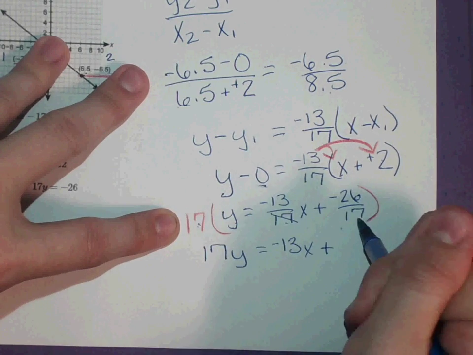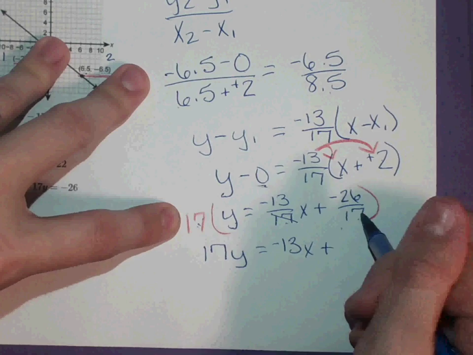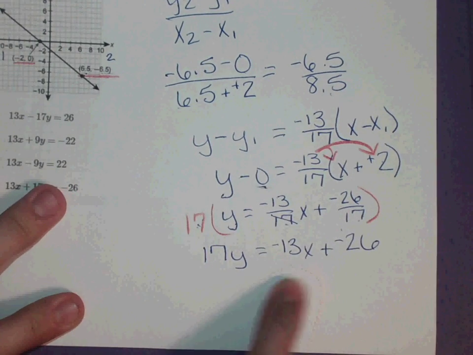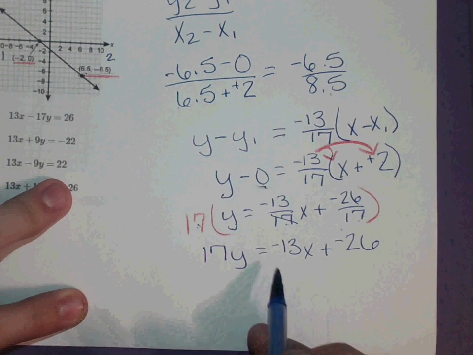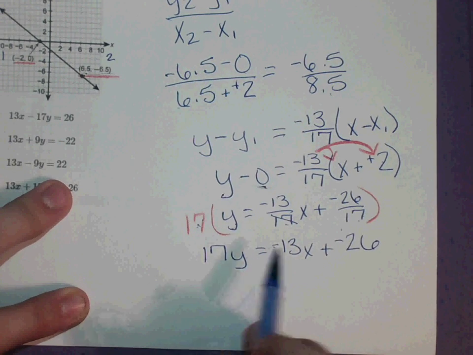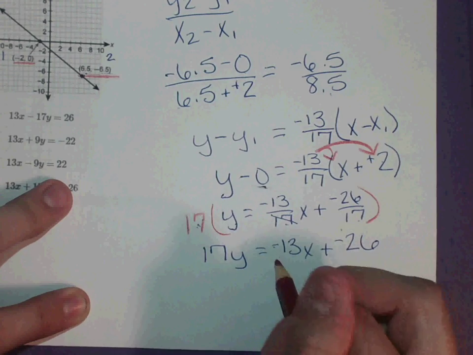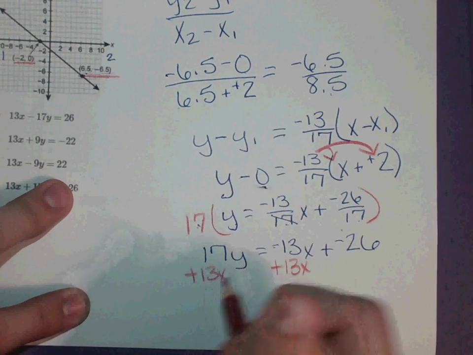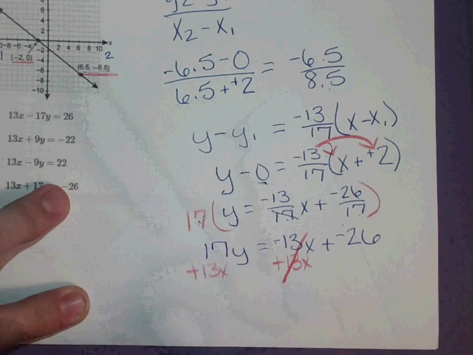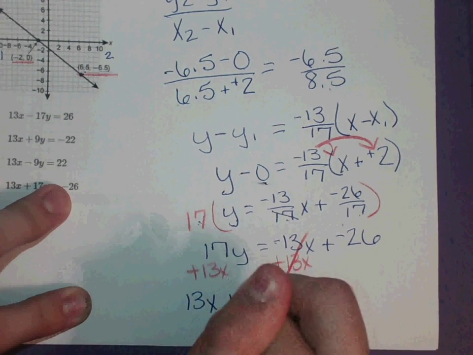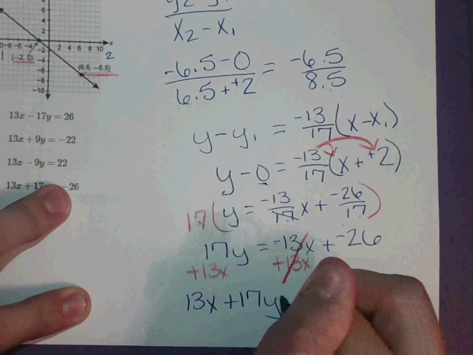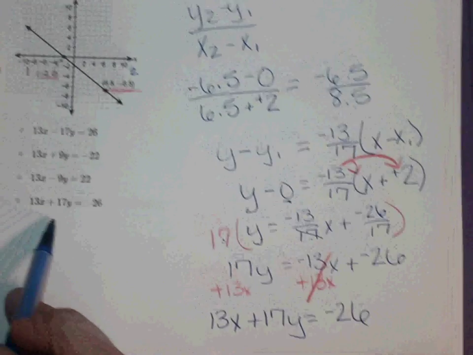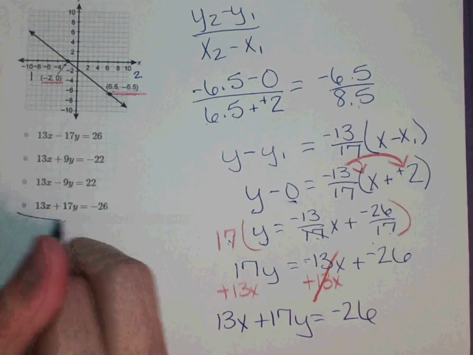17 times -26 over 17, those will cancel out. I'm left with this. Now I've got to get my x on the left. So I've got a negative 13x. So I'm going to add 13x to create that 0 pair. And I do end up with 13x plus 17y equals negative 26. Okay, so I could get this one.